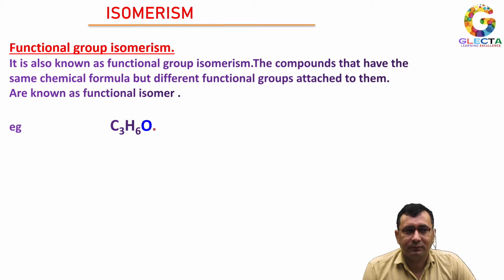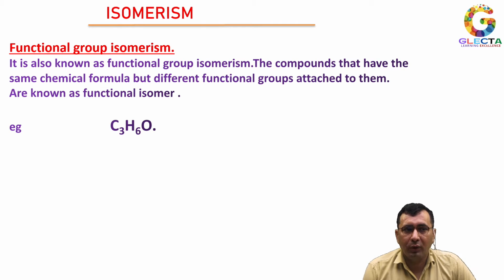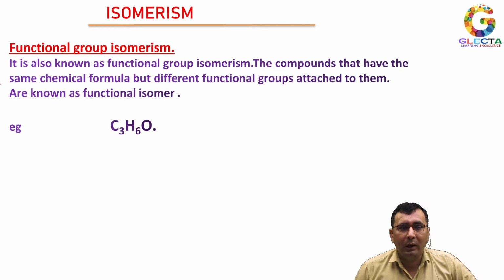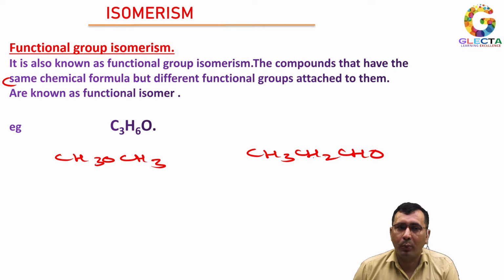For example, C3H6O, we can draw the structure. One will be CH3, CH3OCH3. This is ether. CH3, CH2, CHO is propanal, the aldehyde. Suppose we are having CH3, CH2OH.